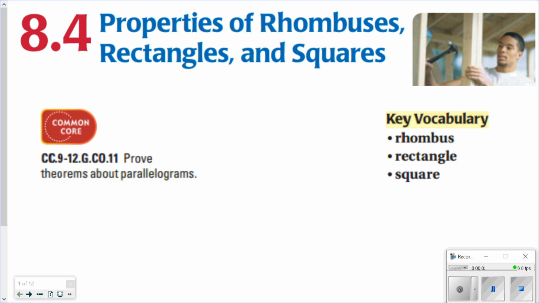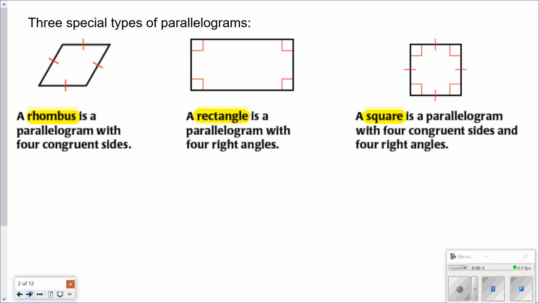Hi everyone, today we are going to start 8.4, which is properties of rhombuses, rectangles, and squares. Three special types of parallelograms. The first one is a rhombus, and a rhombus is a parallelogram with four congruent sides.